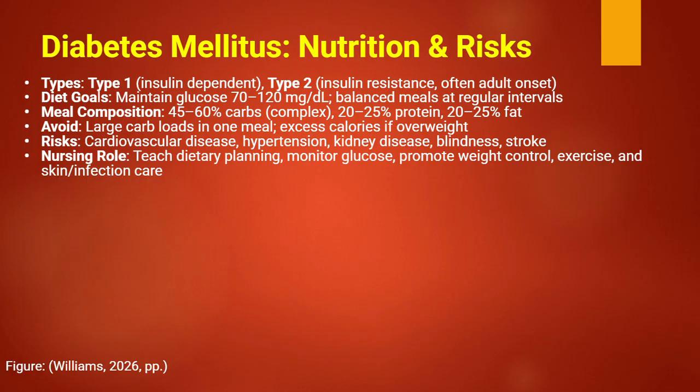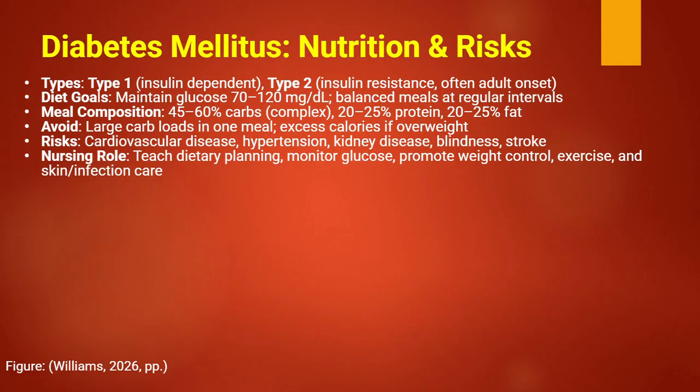Diabetes mellitus is a chronic disorder of carbohydrate metabolism, where the body is unable to use glucose properly because of problems with insulin production or insulin resistance. There are two main types: type 1 diabetes, which is insulin-dependent and often begins in childhood or adolescence, and type 2 diabetes, which is more common, often develops in adulthood, and is linked to lifestyle and obesity. Certain populations, including African Americans and Hispanics, are at higher risk.